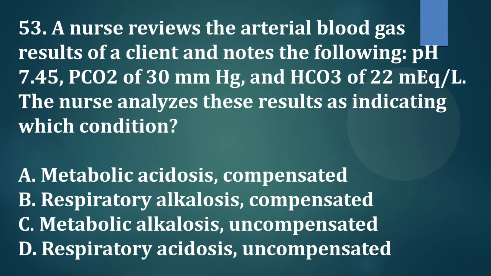Question 53. A nurse reviews the arterial blood gas results of a client, and notes the following: pH of 7.45, partial pressure of carbon dioxide of 30 mm of mercury, and bicarbonate of 22 milliequivalents per liter. The nurse analyzes these results as indicating which condition?